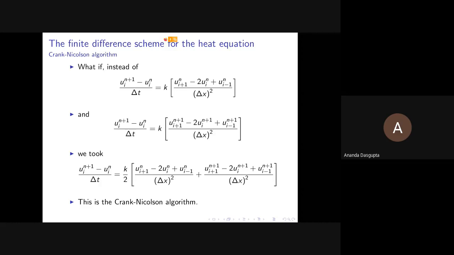Although, of course, let me point out one thing. Just because it's stable for all values of delta t and delta x, you're not going to use arbitrary values of delta t and delta x. You want accuracy. For that, delta t and delta x would have to be small. The good thing is Crank-Nicholson can be accurate even for larger values of delta t than, say, the first one or the second one. That's simply because it has a smaller error. Okay, so these are the three basic algorithms that we will use to solve the heat equation.